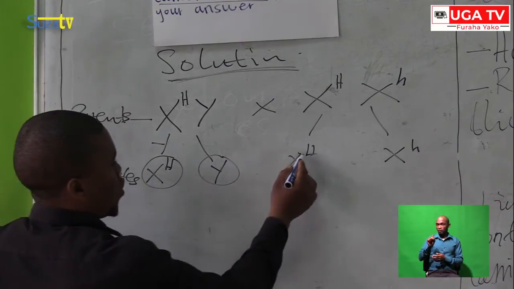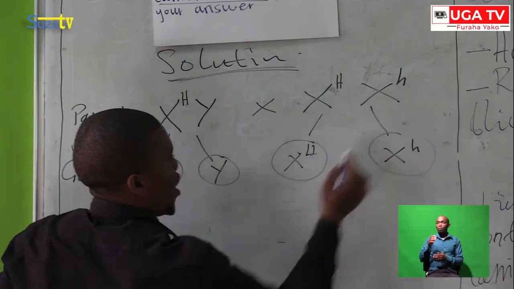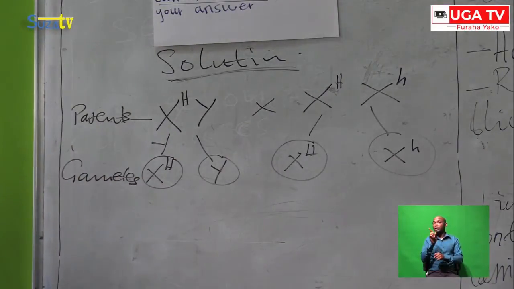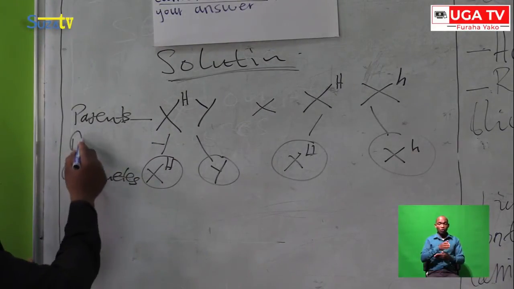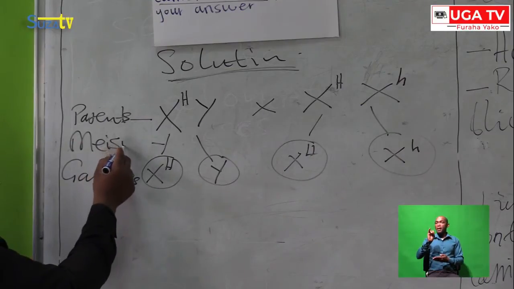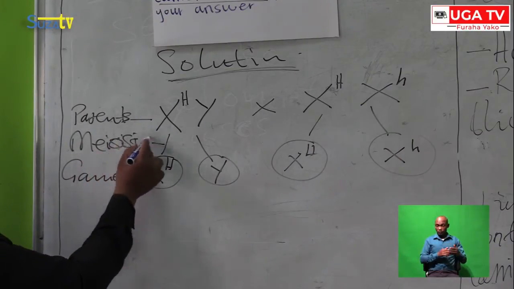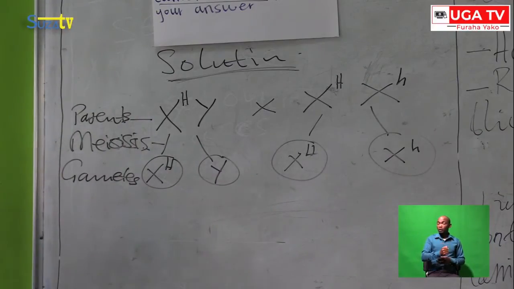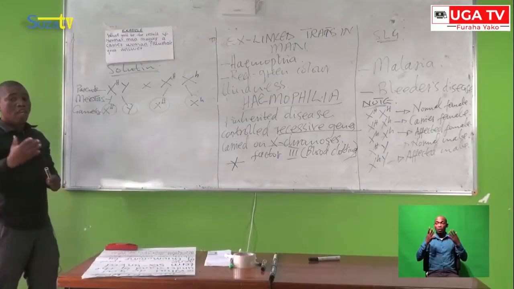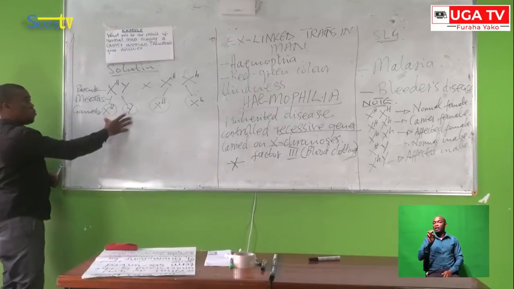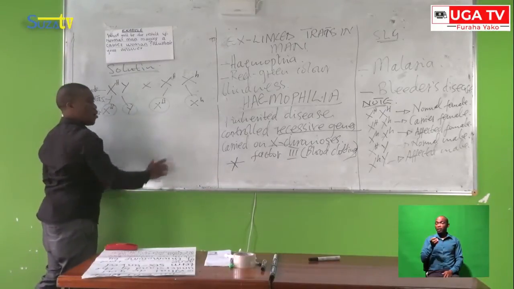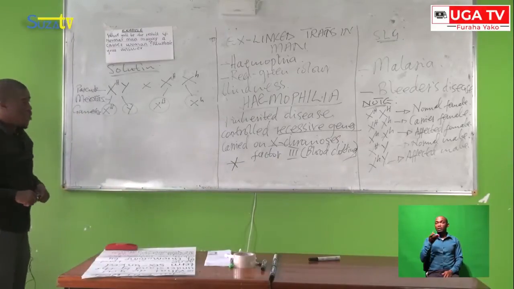By which process do we make a gamete in our body? Through the meiosis process. Good. This is the process taking place in our body so as to produce a gamete. So these are male gametes and these are female gametes.